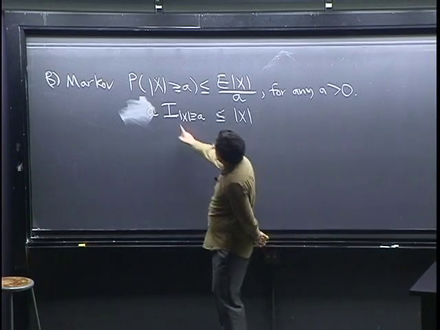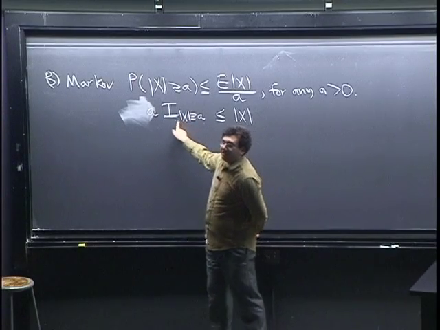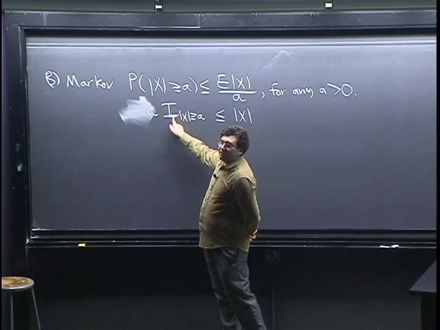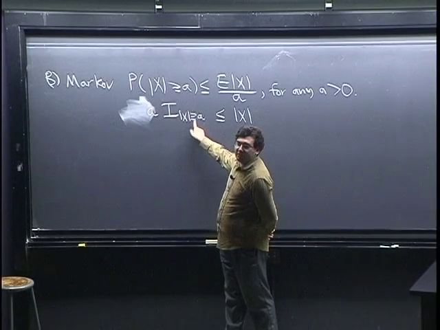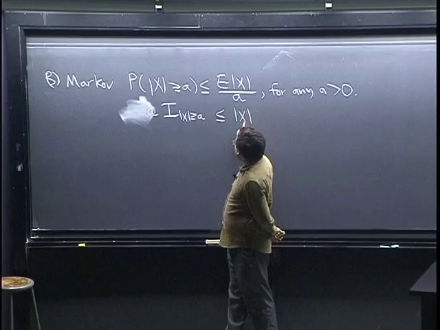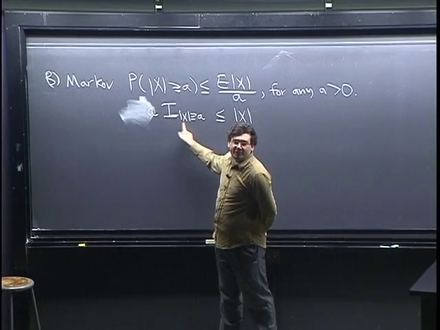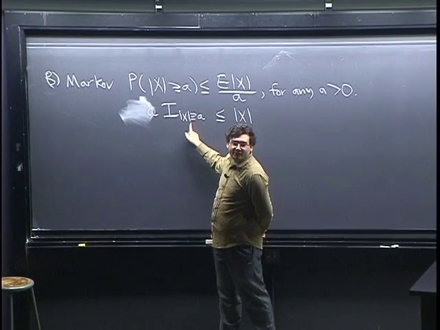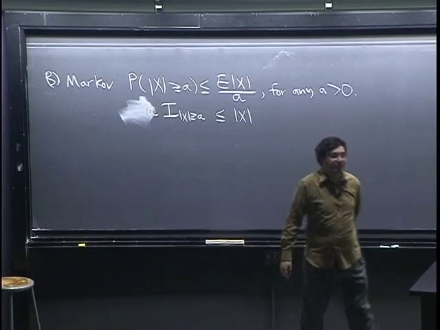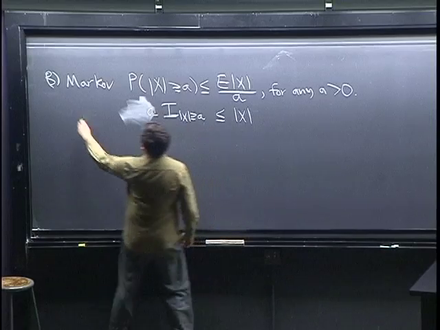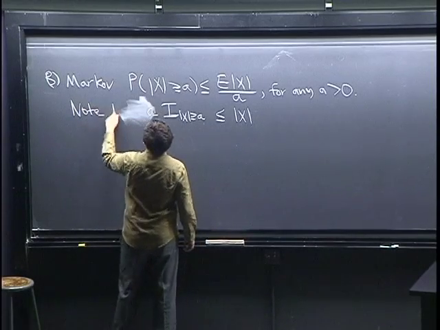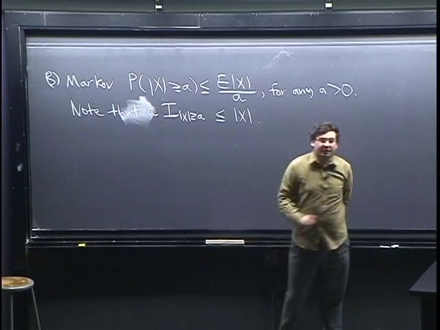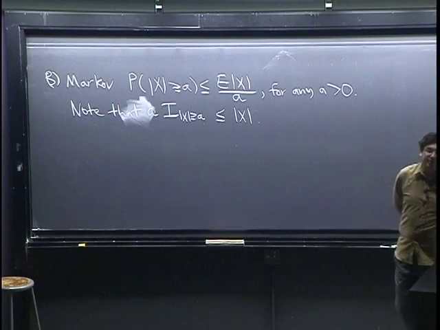So this indicator is 1, and the left-hand side just becomes a. Now in that case, the indicator equaling 1 says that absolute value of X is greater than or equal to a, but that's what I just said. Replace this by 1, and it says absolute value of X is greater than or equal to a. That's what we just said. So this is always true. I'll just write, note that this is true. These are random variables, but this relationship always holds between those random variables.